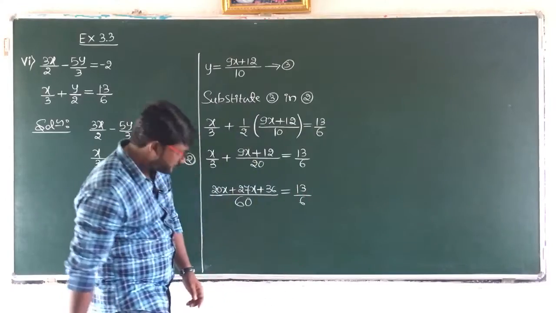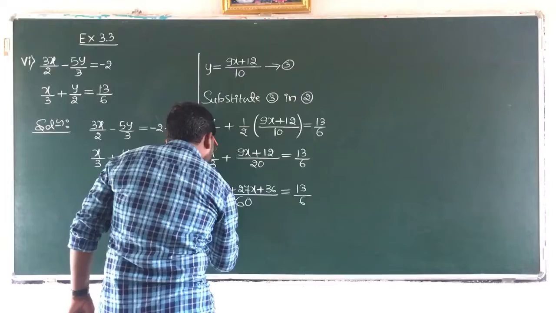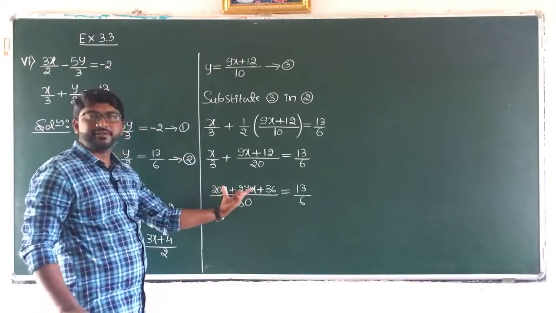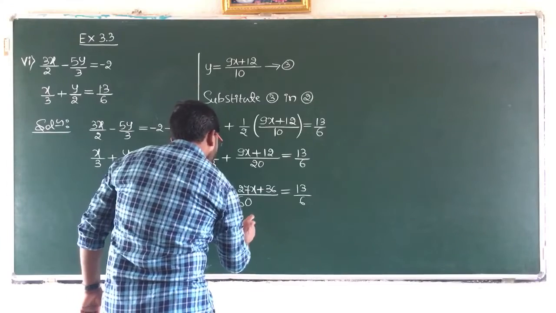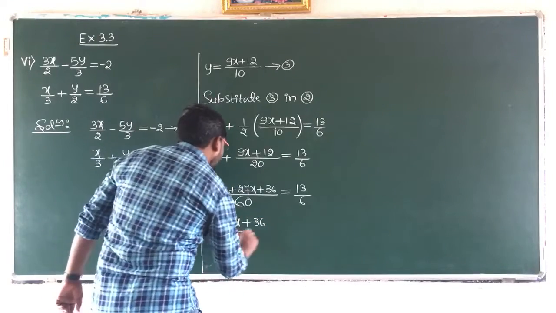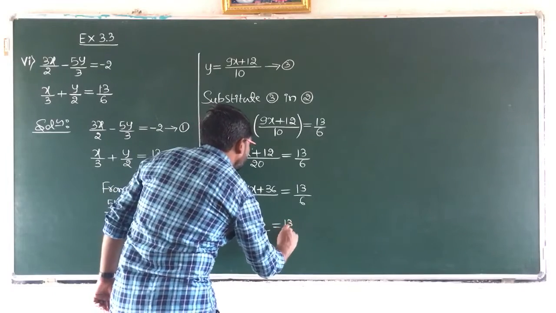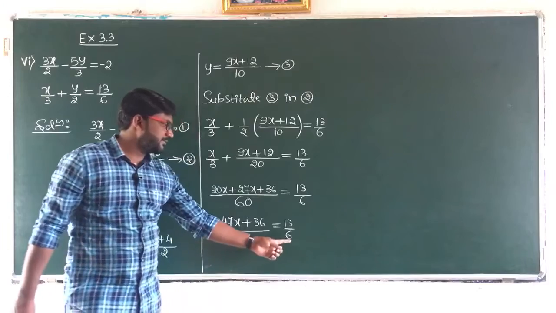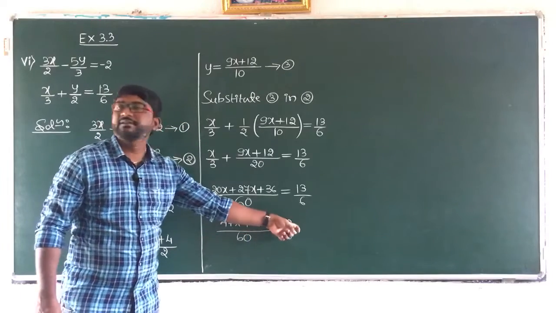So now see here, we get 20x plus 27x will be 47x plus 36 divided by 60, which is equal to 13 divided by 6. Now 6 will be multiplied with these two terms and 60 will be multiplied with 13.